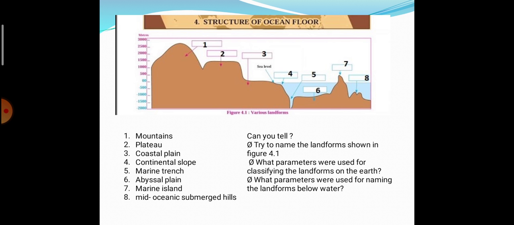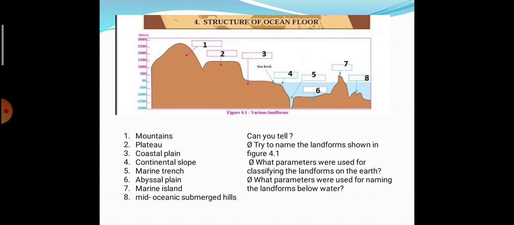Now, what is abyssal plain? Abyssal plain is a flat part of the seabed lying beyond the continental slope. Just below the continental slope, which is a sloping area, it's called the abyssal plain. It consists of various submerged landforms like hills, plateaus, etc. Seventh one is a marine island. Eighth is the mid-oceanic submerged hill.